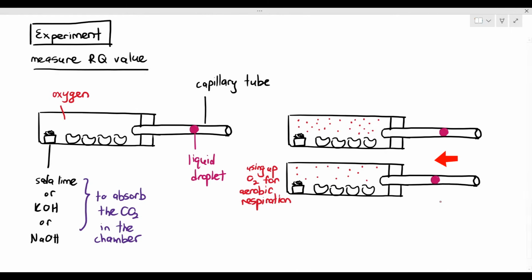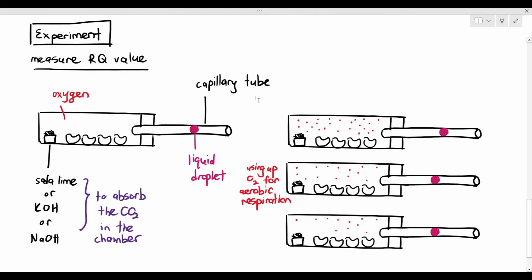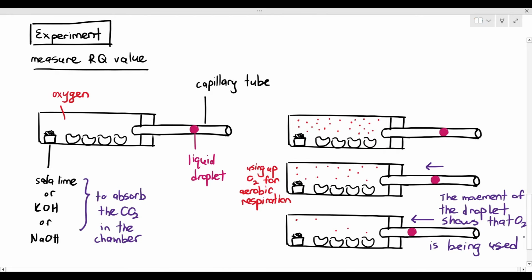The reason why is because as the amount of oxygen in the chamber decreases, the pressure also decreases in the chamber. It creates a suction effect, and that suction effect will pull the droplet inwards. So the movement of the droplet shows that oxygen is being used up. So you're like, oh, okay, that's good. But the question here is very important.